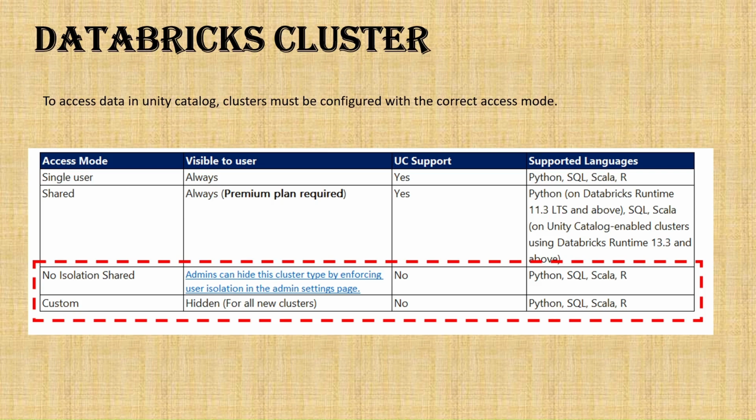In order to use Unity Catalog and access the data, the Databricks cluster must be configured with the correct access mode. The last two access modes, no isolation shared and custom, cannot be used at this moment, but the single user mode and shared access mode can be used to access Unity Catalog. I have provided the complete details on these different access modes in one of my cluster configuration videos, and I'll provide that link down below. You can go back and check what exactly these access modes are.